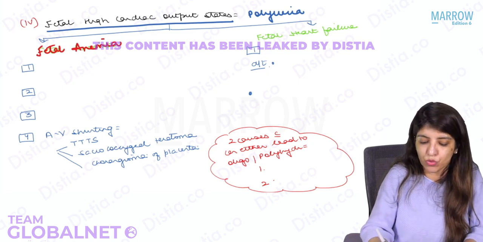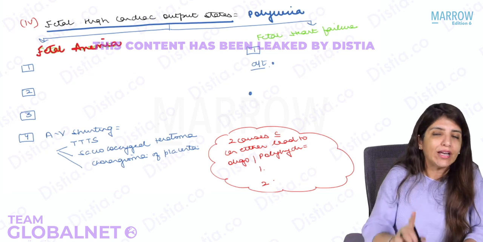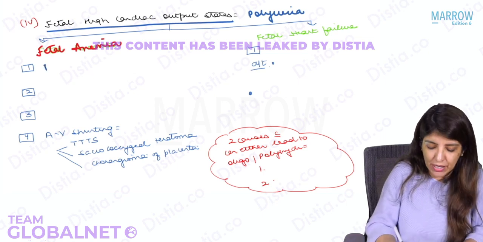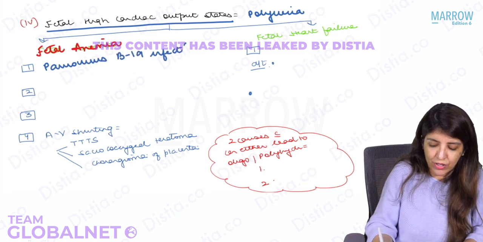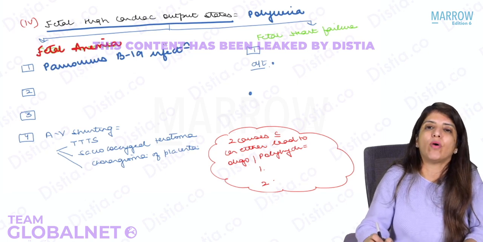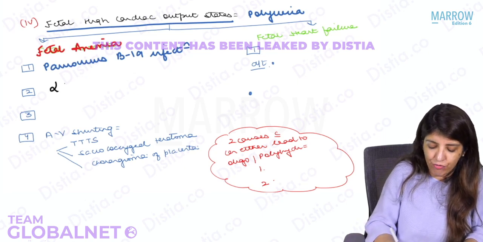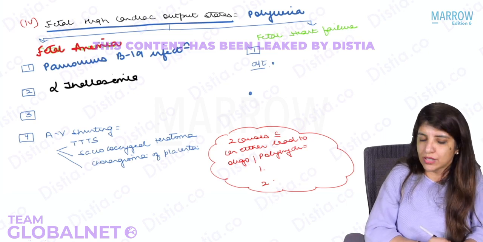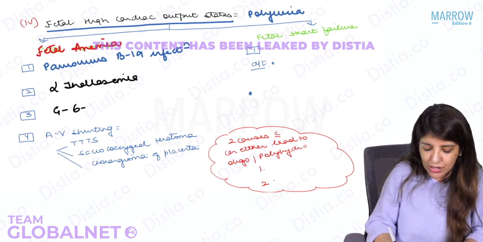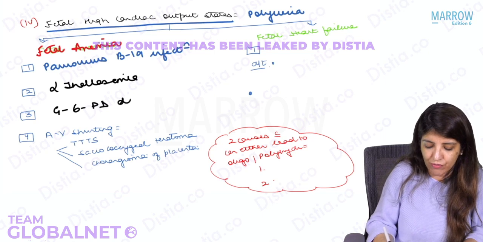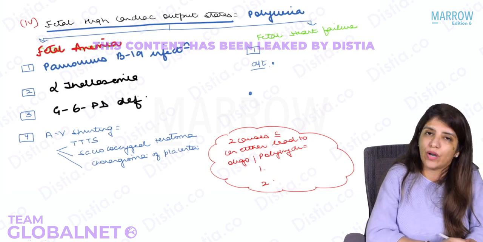Now, what are the conditions which lead to fetal anemia? One infection which leads to fetal anemia is parvovirus B19 infection. I'm sure you have read this in microbiology that parvovirus B19 infection leads to fetal anemia. Number 2, if there is alpha thalassemia. So, if the fetus has got thalassemia or if the fetus has got G6PD deficiency, right?